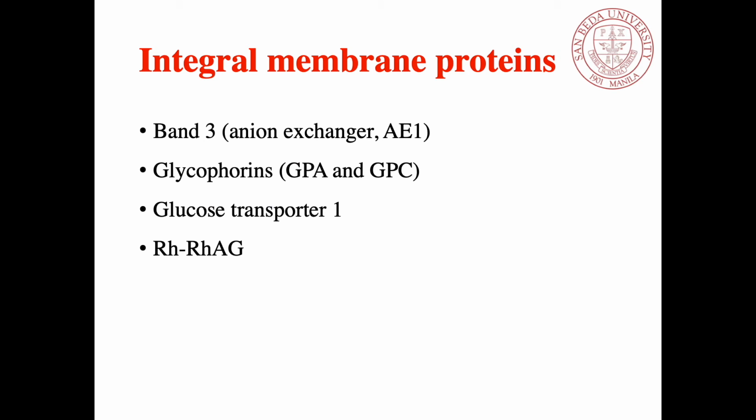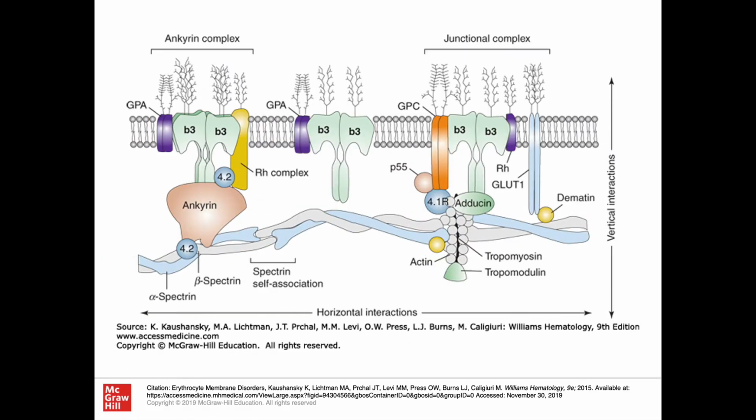In a previous video, I talked about the first three integral membrane proteins in this list. In this video, I'll be talking about the Rh protein and the Rh-associated glycoprotein along with the ABO blood typing system. Now, let us go back to the same figure I featured in the previous video.